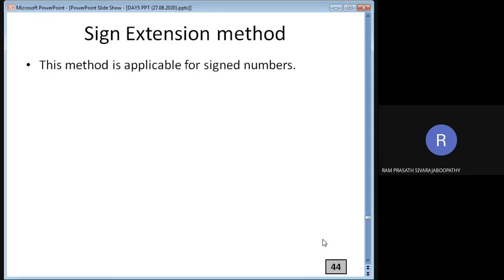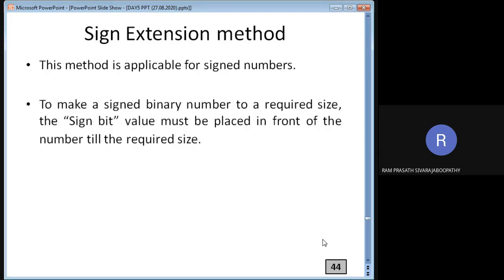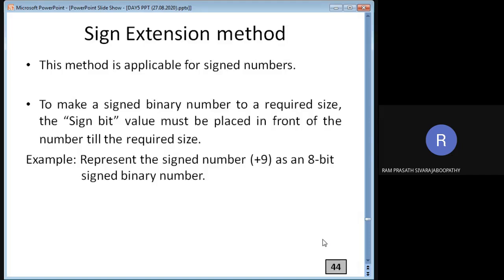So this method is applicable for signed numbers. To make the signed binary number to a required size, the sign bit value must be placed in front of the number till the required size. எனக்கு சைனை நான் என்ன பண்ணணும்? ஃபார் எக்ஸாம்பிள் பாசிட்டிவ் நம்பரா இருந்தா நீங்க 0 எக்ஸ்டெண்ட் பண்ணி கொண்டு போயிட்டே இருக்கலாம். நெகட்டிவ் நம்பர்னு சொன்னா என்ன ஃபில் பண்ணணும்? முன்னாடி we have to fill the corresponding sign bit, that is 1. நெகட்டிவ்னா என்ன சொல்லியிருக்கோம்? 1 அப்படின்னு சொல்லியிருக்கோம்.